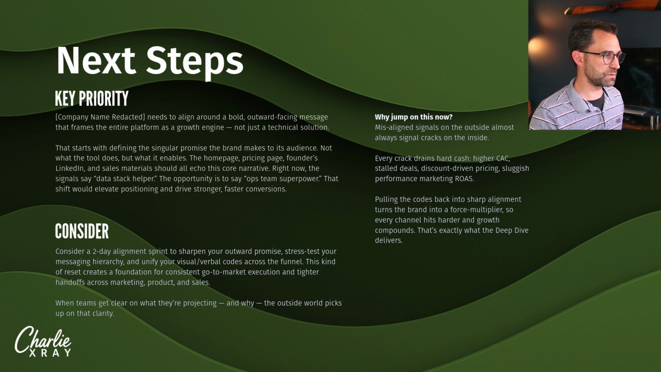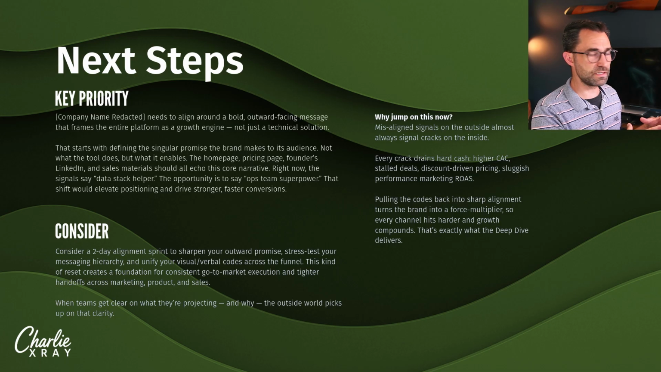I've added here that they should probably consider the quickest way to solve some of these problems is this sort of a 2-day alignment sprint. So something that will help them just sharpen up their outward promise. They can stress test their messaging hierarchy, and they can start to unify some of their visual and verbal codes across the funnels. I think this reset will help them realize how inconsistent the different departments and the different teams are being. And when the team gets clear on what they're projecting and why, I think the outside world and their customers really pick up on that clarity.